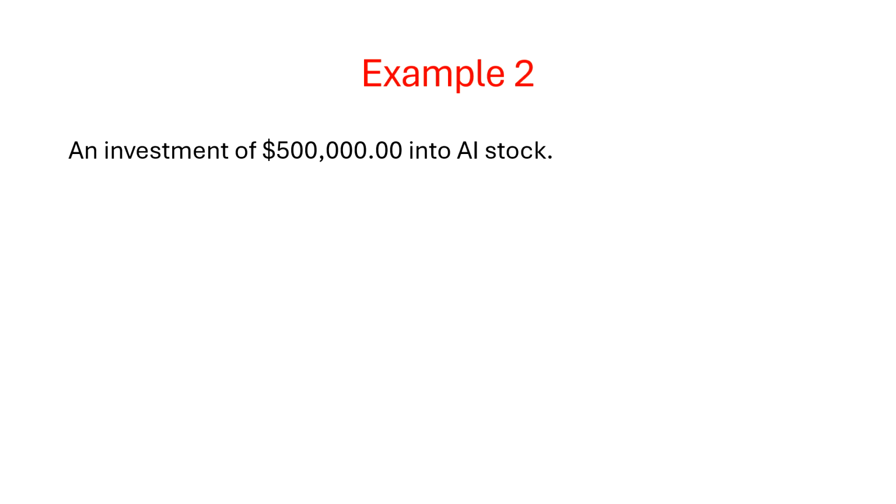Example 2. An investment of $500,000 to an AI stock. Well, we know that this will also be an asset. What type of asset will it be? That's right, it's a non-current asset. Non-current assets are expected to provide economic benefits longer than a year and aren't easily converted into cash.